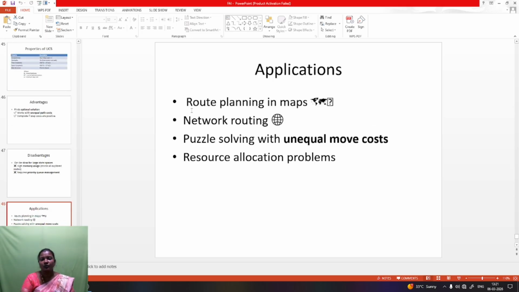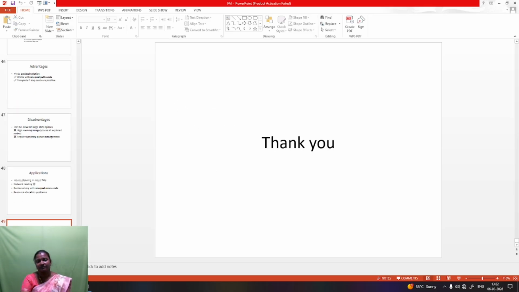Applications: it is mainly used in route planning in maps, network routing, puzzle solving with unequal move costs, and resource allocation problems. These are the areas where the UCS algorithm is used. These are the problem solving methods and problem solving algorithms. By using these algorithms we can solve a problem.